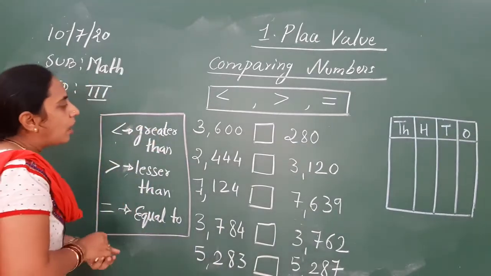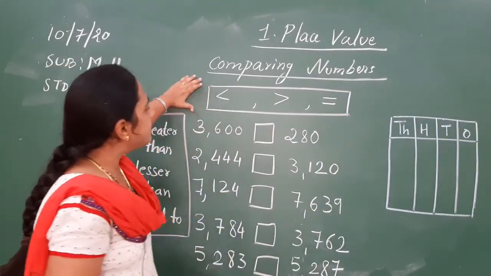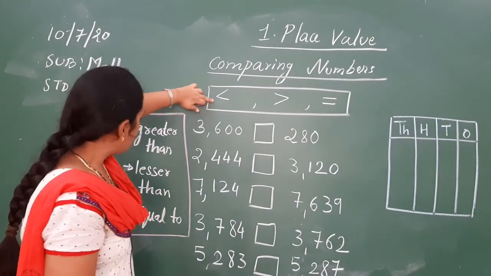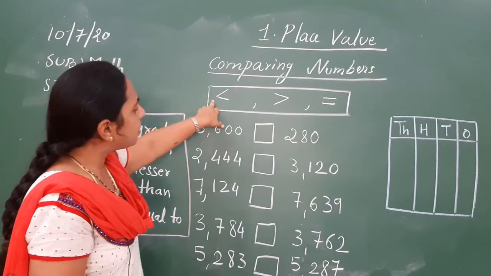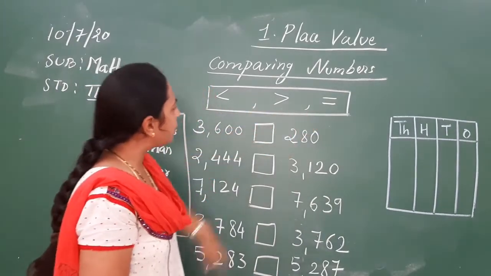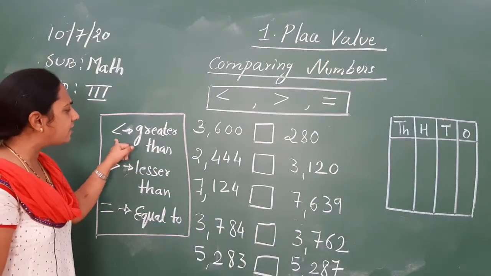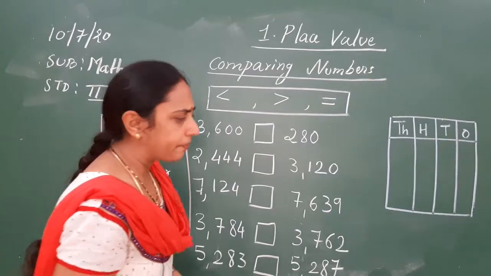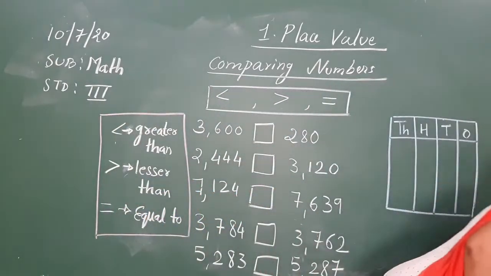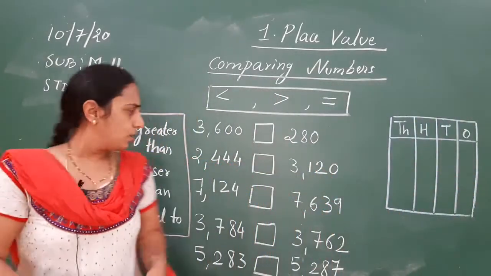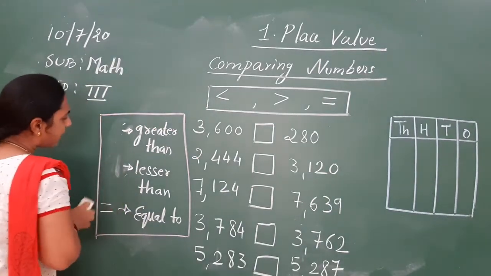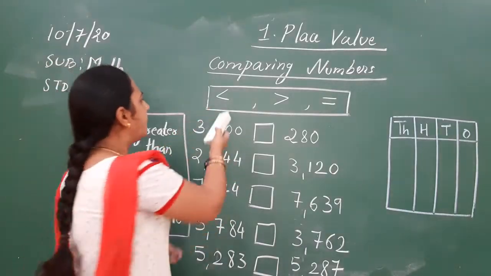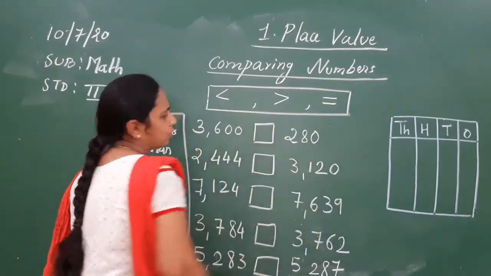See, there are some signs. We can say this is lesser than, or this is greater than, or this is equal to. Generally we write them like this, but it doesn't matter a lot. So this is lesser than, greater than, equal to, right?